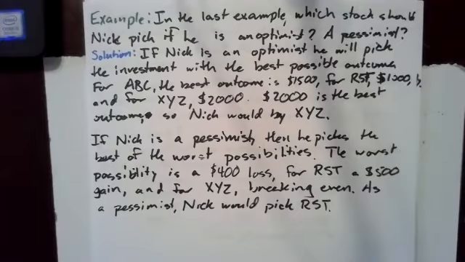If Nick is a pessimist, then he picks the best of the worst possibilities. The worst possibility is a $400 loss for ABC, a $500 gain for RST, and for XYZ breaking even. As a pessimist, Nick would pick RST.